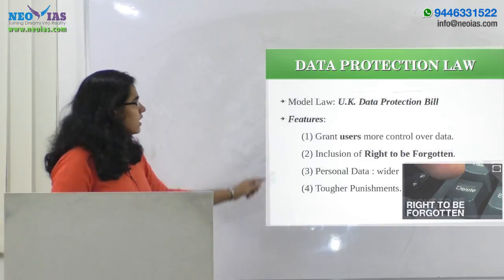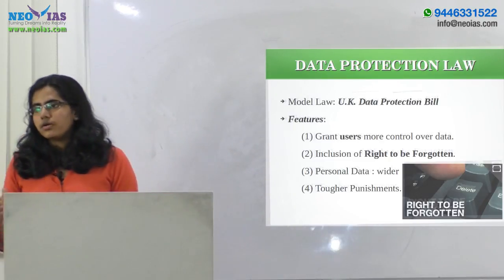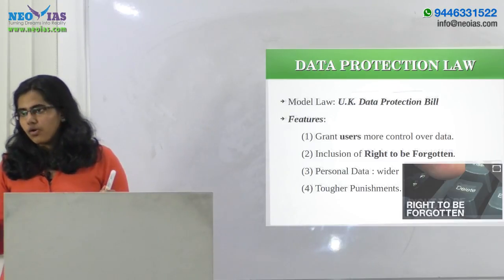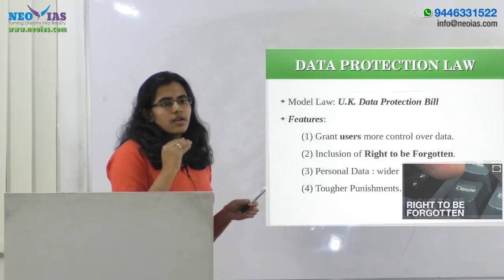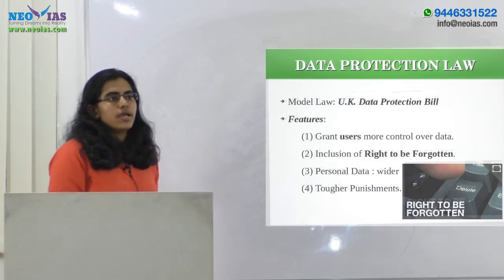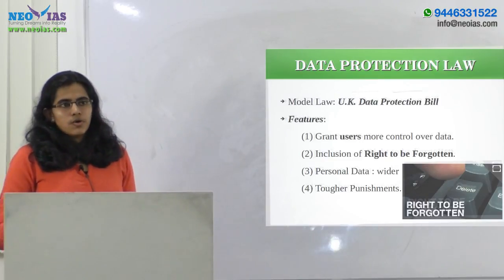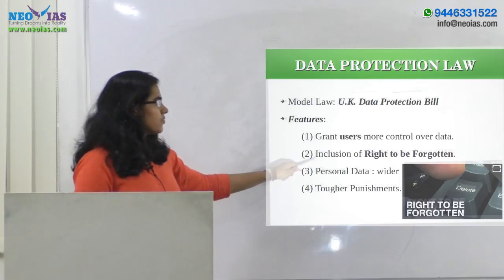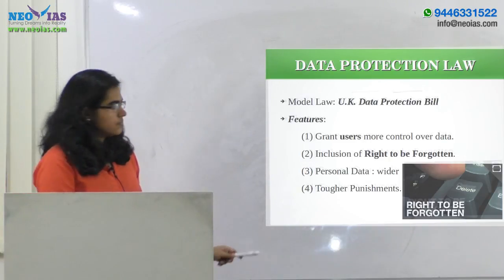The second thing is that it has included the right to be forgotten. Now what do you mean by this right to be forgotten? It means that the user now has the right to ask a company, or even social media companies, to erase the data of a particular individual. So that is the right to be forgotten, which is being included in the Data Protection Bill of the UK.